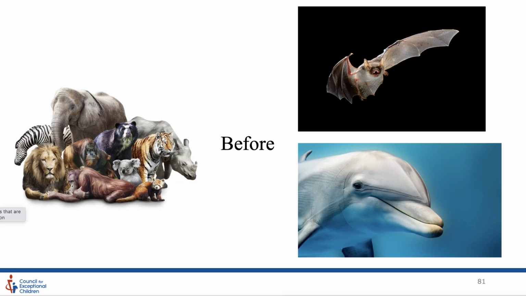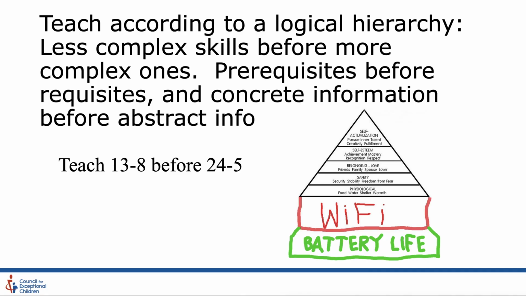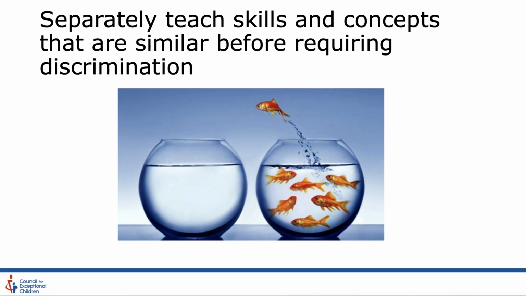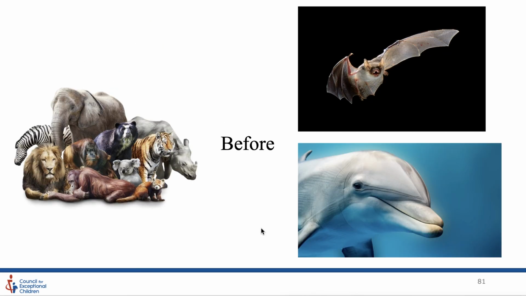And the same thing is true for older kids, as I'm teaching about animals that, okay, lion and zebra, tiger, rhino, yes, these are all mammals. But guess what? Bats and dolphins are mammals too. Whoa, wait a minute. Those are really different. I wouldn't have thought that. So teaching according to this, what we call this hierarchy, the prerequisite information, the concrete info before I get abstract, really helps kids to be successful.